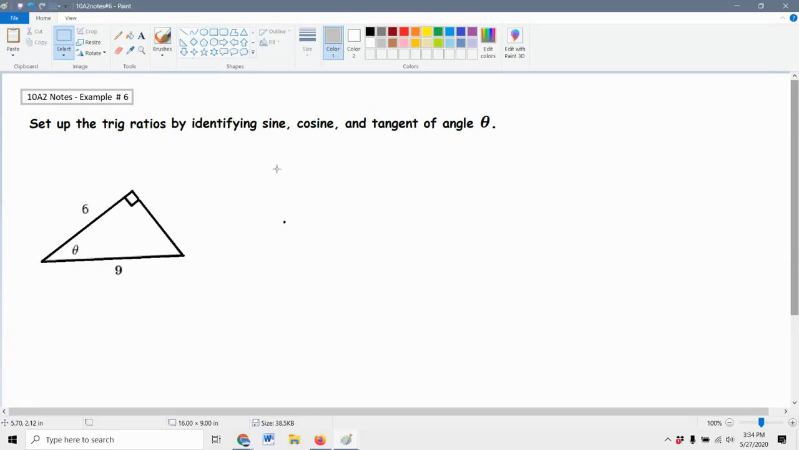Hi, we are working on the 10A Part 2 notes, and this is example number 6. And just like the ones we've been doing up till now, the problem is asking us to set up the trig ratios by identifying sine, cosine, and tangent of the angle theta. And so when you do a problem like this, it's a good idea to just write down what the problem is asking from us. The sine, cosine, and tangent of theta.